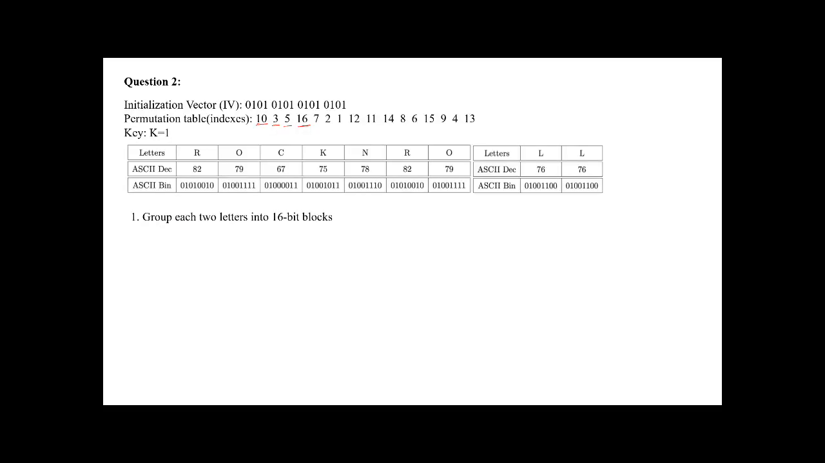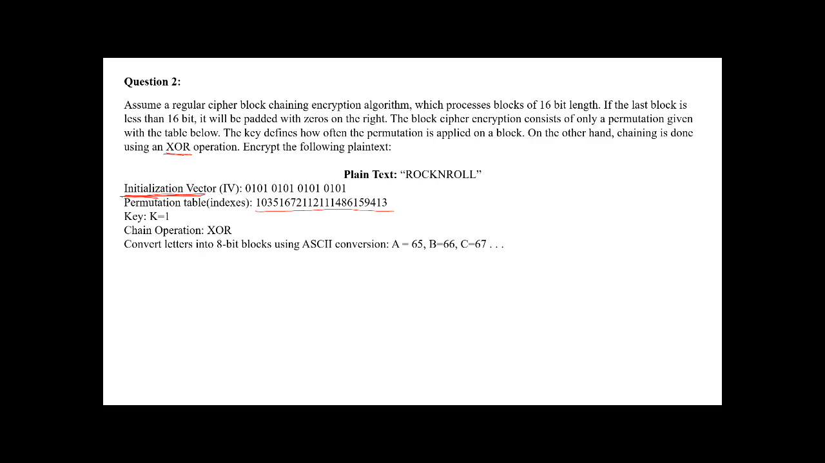And we have the permutation table, the one here. As I said, it's the reordering values of the output. I will show you how it is used. And we have the key K1. It means that we will do one permutation only for each block. We have our chain operator, which is the XOR. Finally, it says here to convert letters into 8-bit blocks using ASCII conversion.